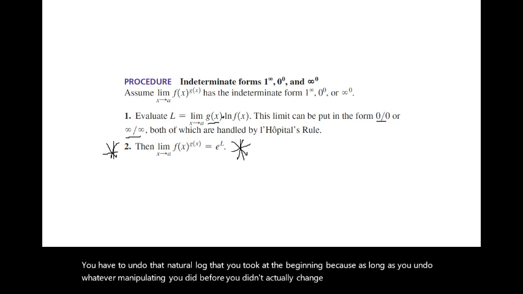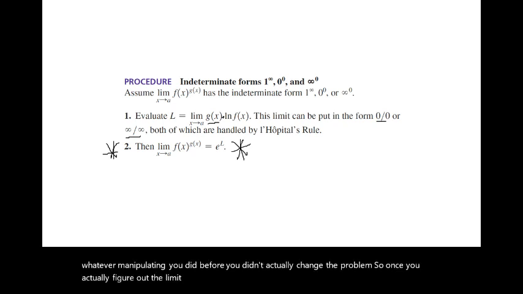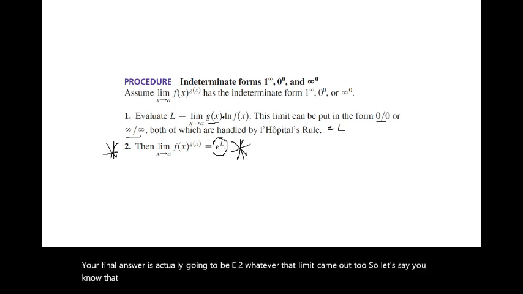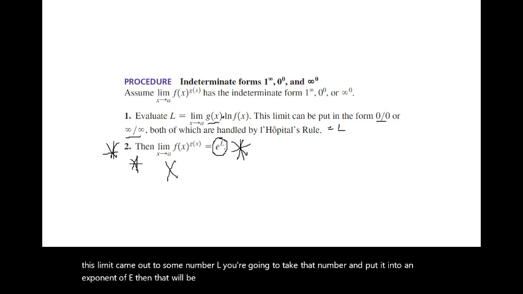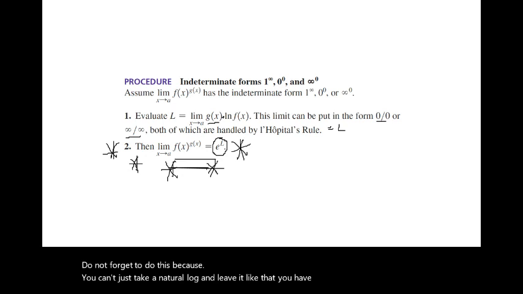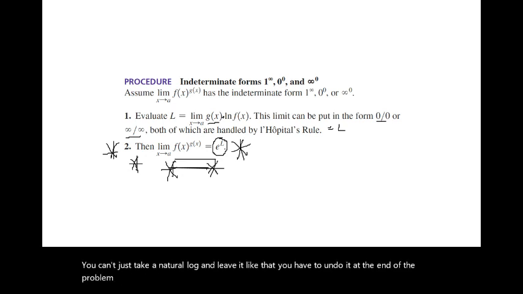So once you actually figure out the limit and get your limit, your final answer is actually going to be e to whatever that limit came out to. So let's say that this limit came out to some number L. You're going to take that number and put it into an exponent of e. Then that will be your final answer and your final limit. Do not forget to do this because you can't just take a natural log and leave it like that. You have to undo it at the end of the problem by putting it in an exponent of e, and then that will undo it and you will be all set.